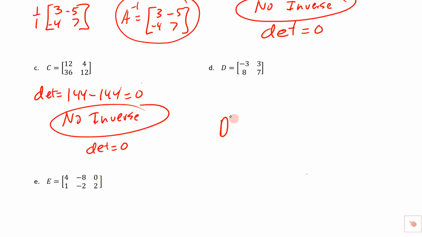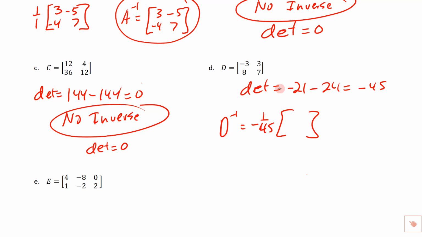I'm going to write D inverse here. And then let's see, we've got to find the determinant here. We multiply downward, we get a -21, minus, when we multiply upward, we get a 24, so we end up with a -45, kind of an ugly number there, so we're going to have -1 over 45 here. And then again, downward diagonal, they switch places, so this is 7 and -3. The upward diagonal, they get multiplied by a negative, so this is -3 here and a -8 there.